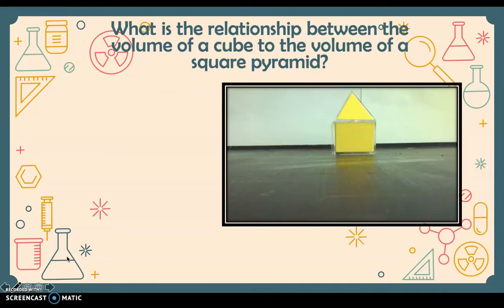What is the relationship between the volume of a cube to the volume of a square pyramid, given that the height and the measurement of the base of the pyramid are equal to the edges of the cube? Now let's watch a video on the relationship between a cube and a square pyramid.